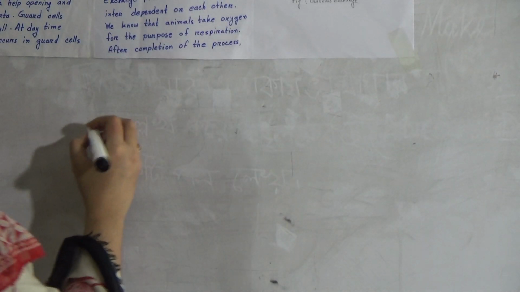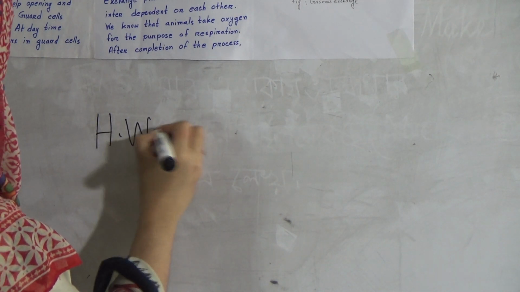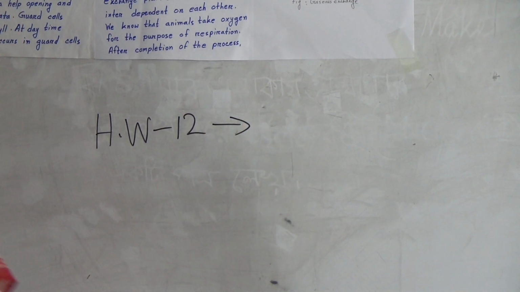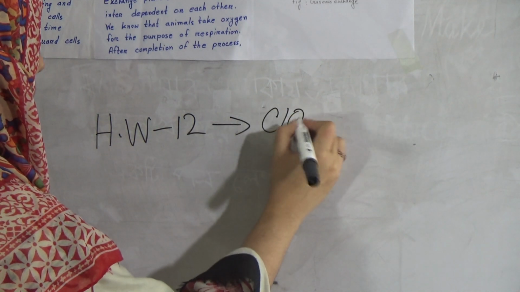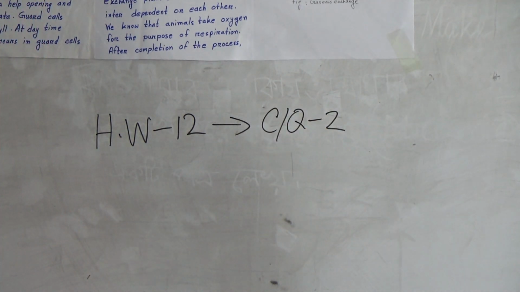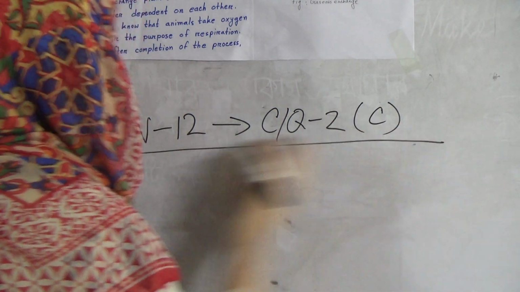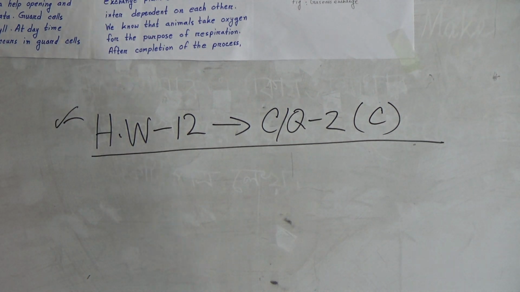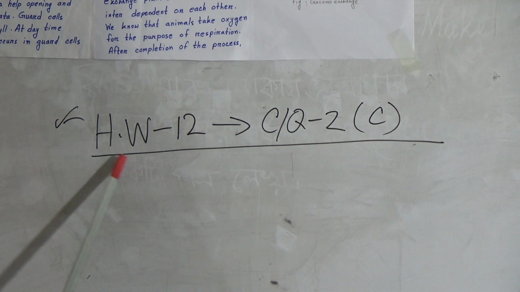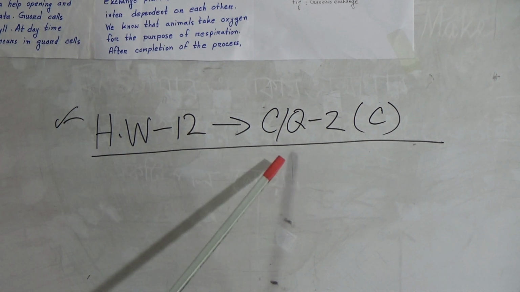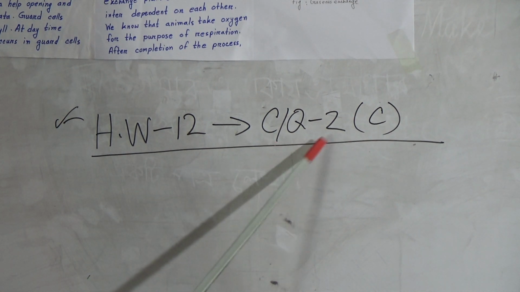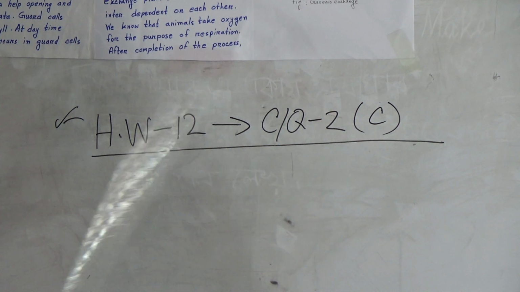Now I will give you HW. Our HW number is 12 number HW, and your HW will be creative question number 2, and sub number is C number. C number will be your HW. And repeating your HW, this is 12 number HW, and your HW will be creative question number 2 and sub number is C.